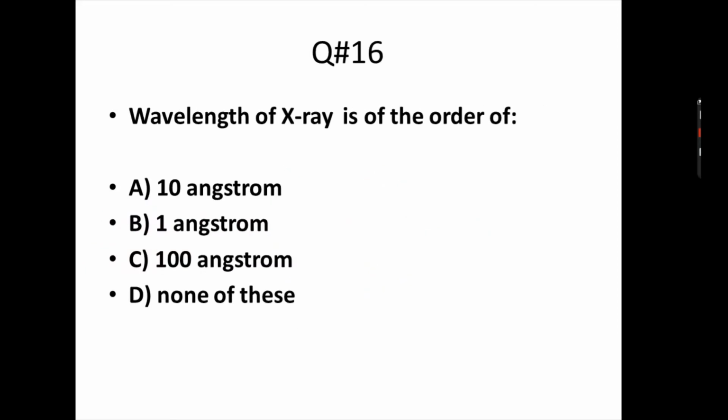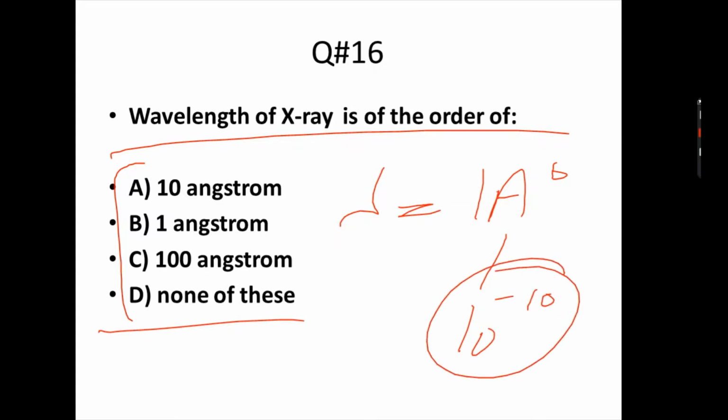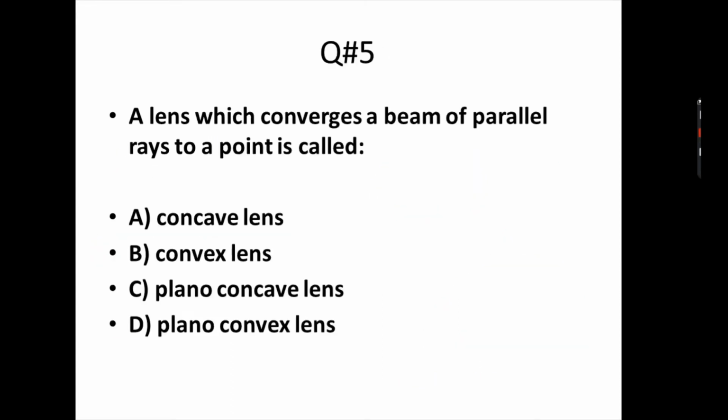The next question is, wavelength of X-ray is of the order of 10 angstrom, 1 angstrom, 100, none of these. The wavelength of X-rays is 1 angstrom. Angstrom means 10 raised to the power minus 10 meter. Got it? The right option is B. Moving on to the next question.